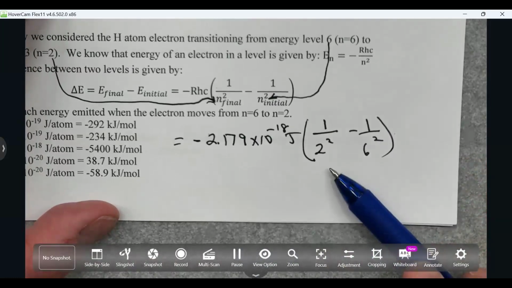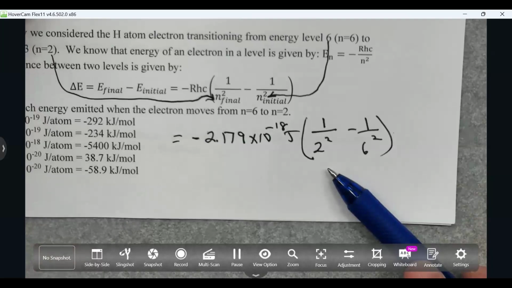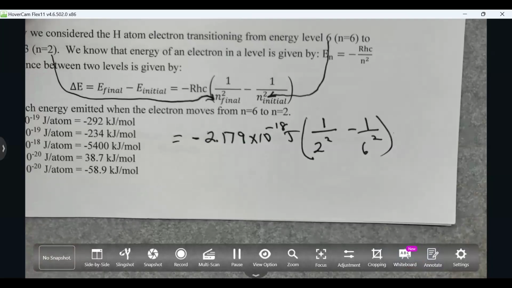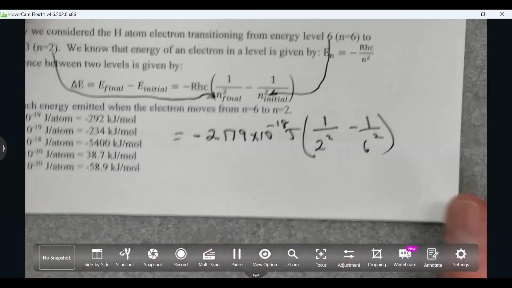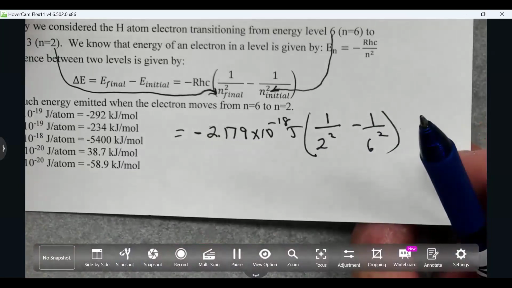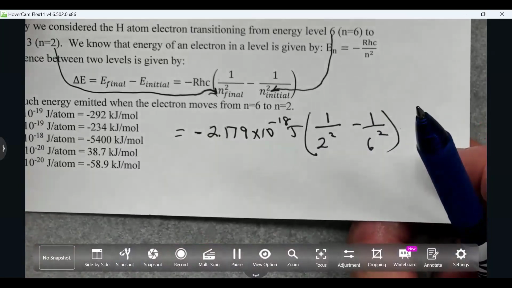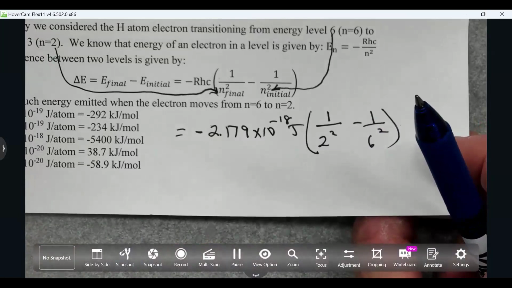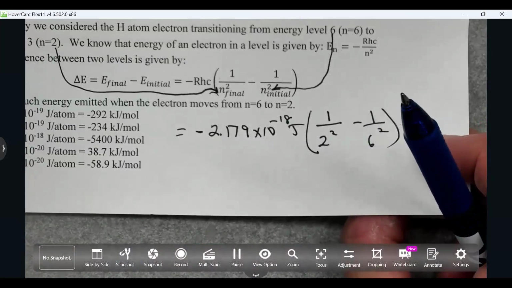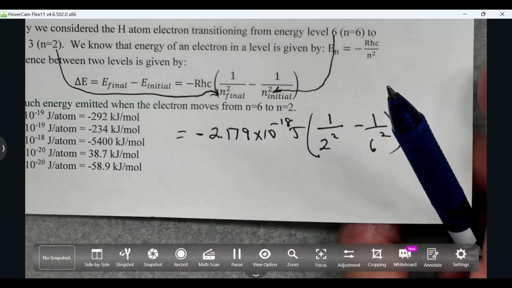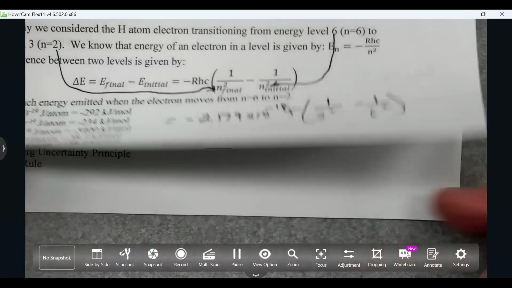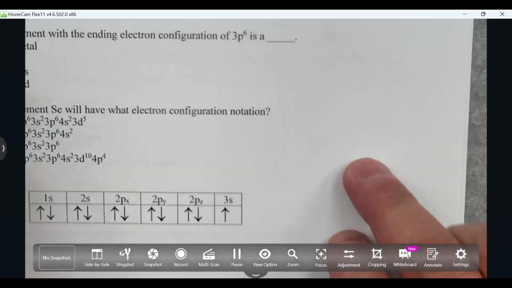Then we did one of these where this is going to be in joules per photon or joules per atom. This actually comes out right away. We don't have to do it in kilojoules per mole. I think it comes out as written. Okay, that's 4, 5, 21. 21.